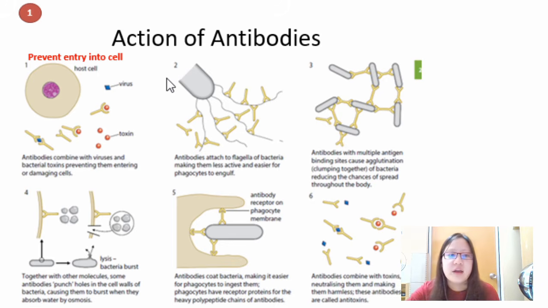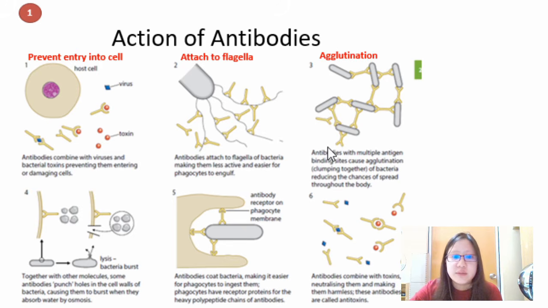Okay, now, antibodies can prevent entry into cell. It can bind to the virus or the toxin and prevent it from getting to the cell. It can attach to flagella of bacteria and prevent it from moving around. So if it's less active, it is easier for the phagocytes to engulf. Number 3, it can agglutinate, it can clump together those bacteria or pathogens, so that it's also easier for it to engulf and restricts the movement.